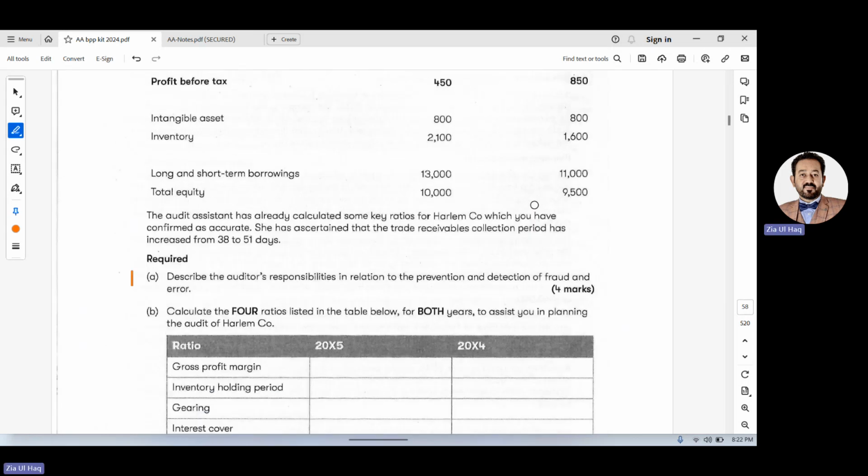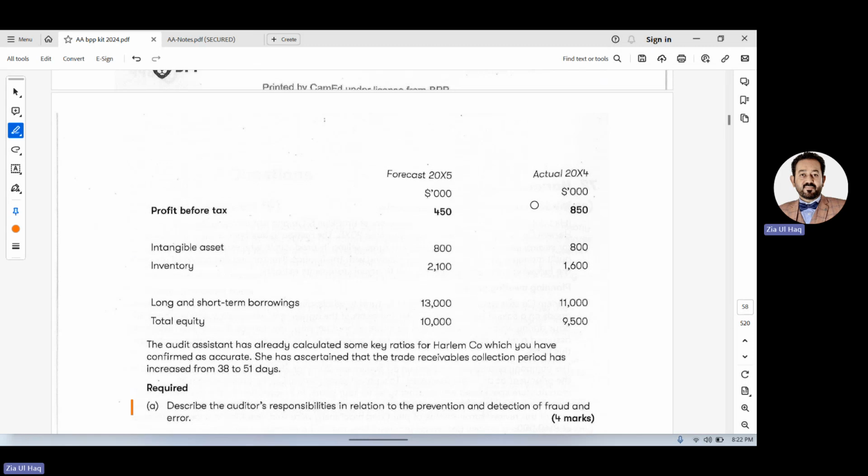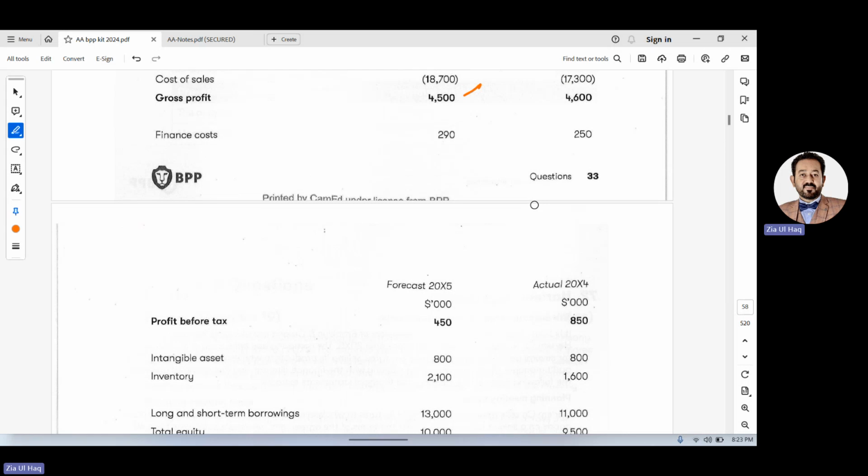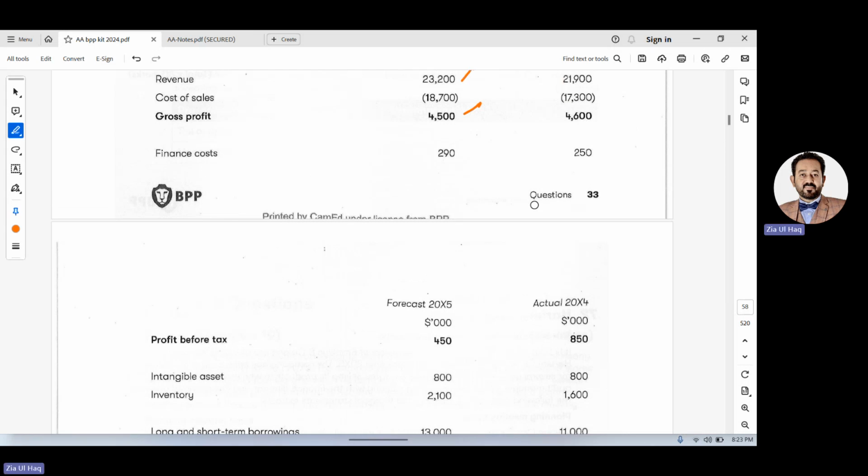Okay, can you calculate inventory holding period? How to calculate inventory holding period? Inventory over cost of sale into 365. This is the figure for inventory. This is the figure for cost of sale into 365. We will calculate inventory days. Inventory holding period means inventory days. GP margin for 20x4 is 21%. For 20x5, it was 19 point something percent.